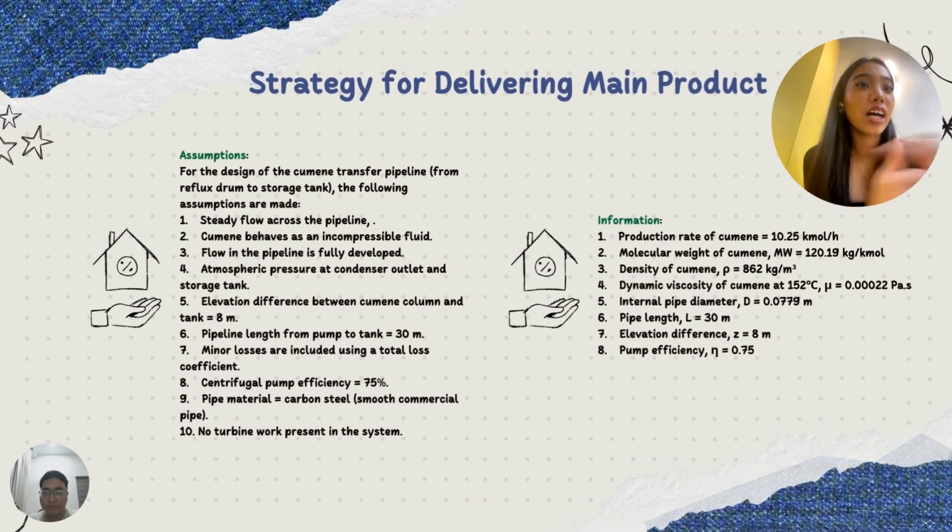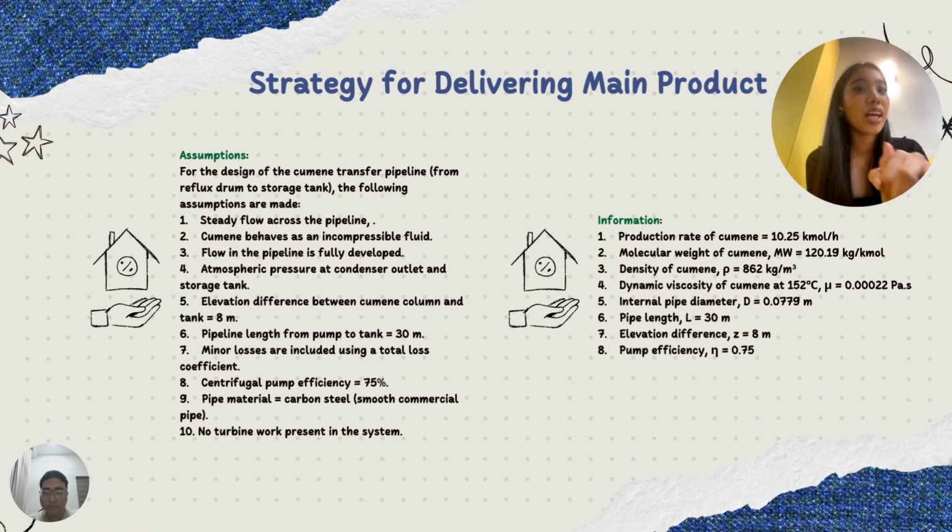To simplify the design calculations, several assumptions were made. The flow is assumed to be steady, fully developed, and incompressible. The pipe length is 30 meters, and the elevation difference between the column and storage tank is 8 meters. Pump efficiency is 75%, and minor losses from fittings and valves are also included in the system calculation.